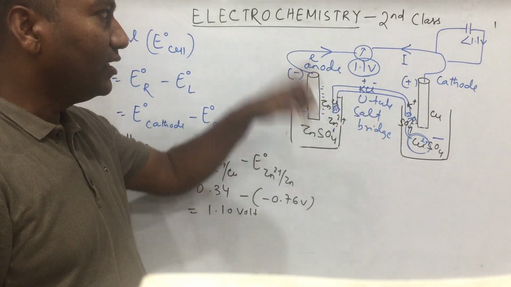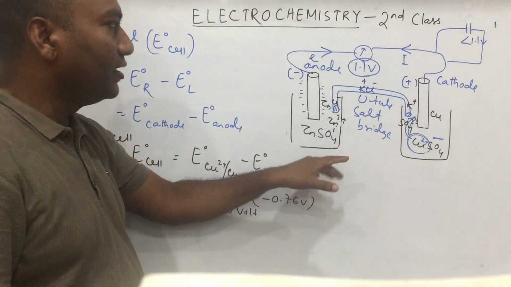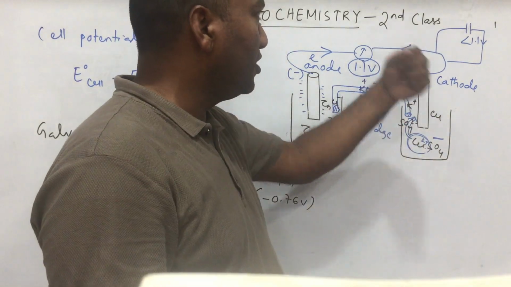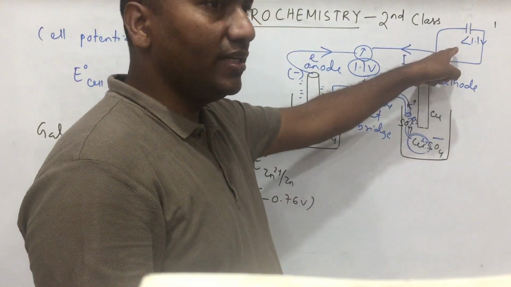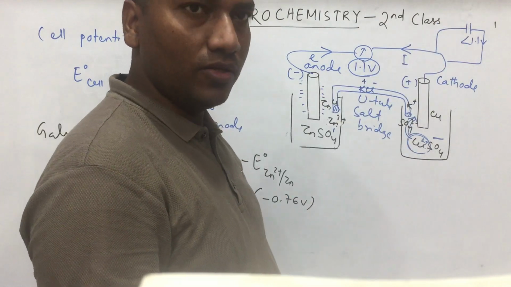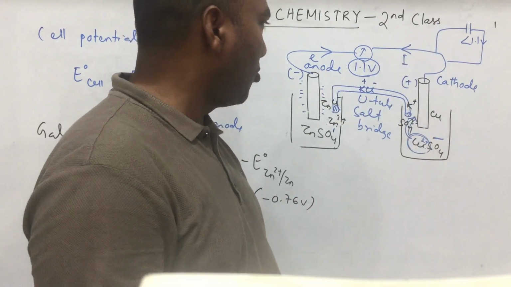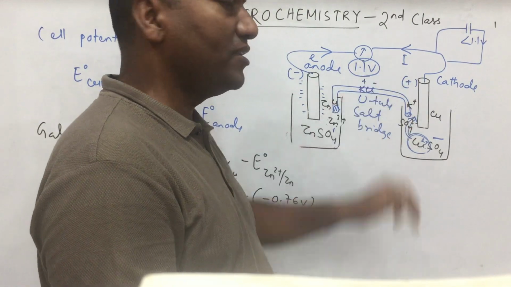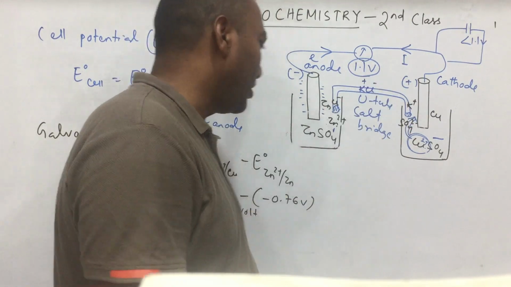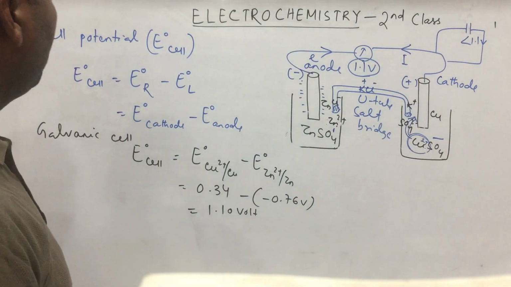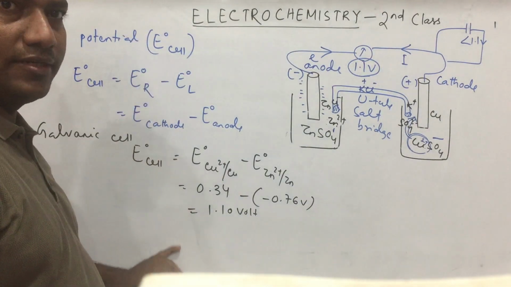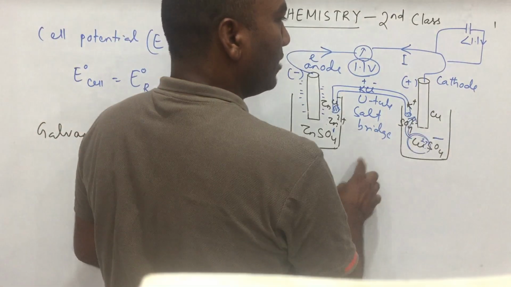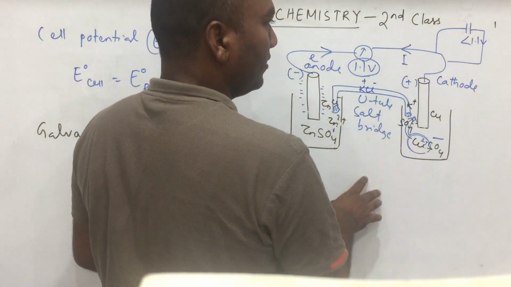So that's why in the very beginning I said, initially there was no reaction. Just after initiating or passing electric current less than 1.1 volt for a very small period of time, then the reaction will start and the potential difference will be 1.1 volt. Clear? So this is the meaning of a cell potential. Okay, clear?